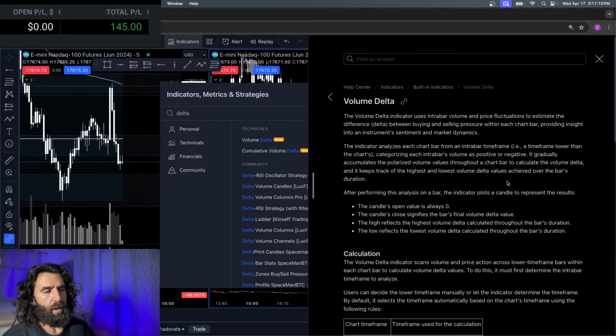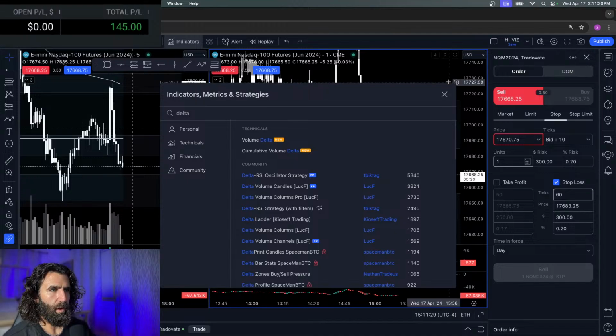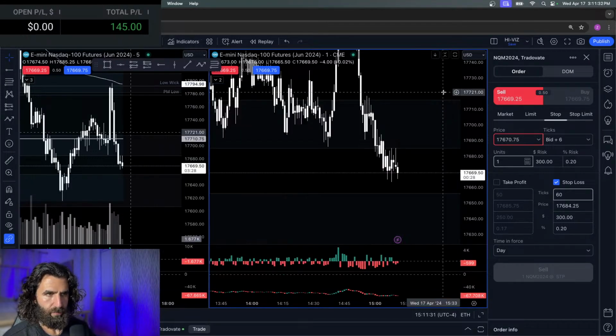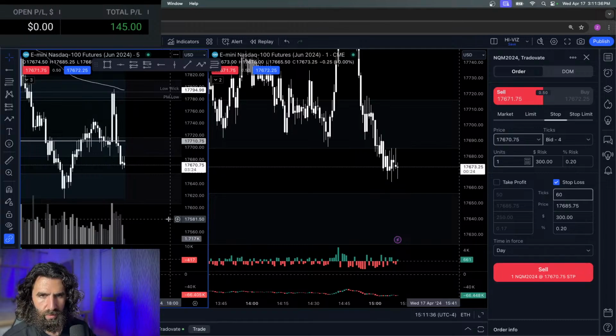Categorizing each bar as positive or negative, up or down, green or red, gradually accumulates the polarized volume values throughout a chart bar to calculate the volume delta. Keeps track of the highest and lowest volume delta values achieved over the bar's duration. So again, to me, a really positive delta on a 5 minute or 1 minute bar can let you know who's in charge.